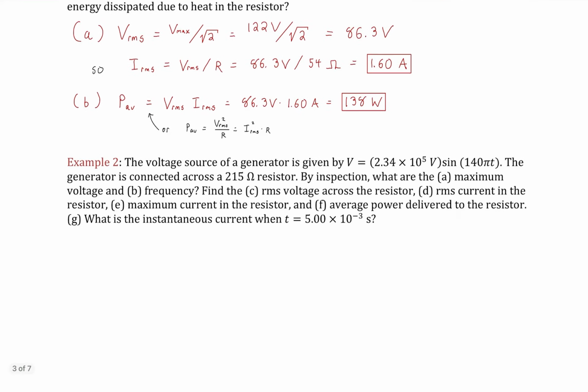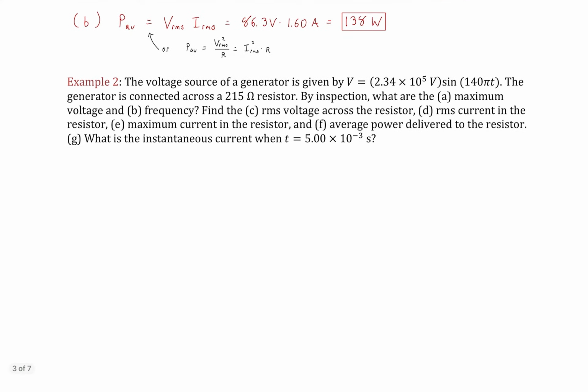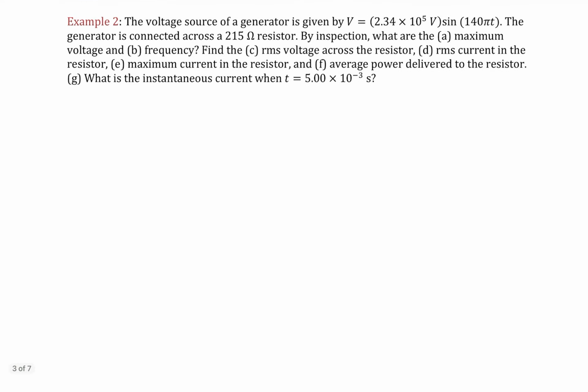Okay. All right, example 2 has some more steps to it. Example 1 is very simple, obviously. The voltage source of a generator is given by this function. So this is the first time we're actually seeing the functional form of the instantaneous value of voltage. This is the sine function. Okay, excellent. The generator is connected across a 215 ohm resistor.